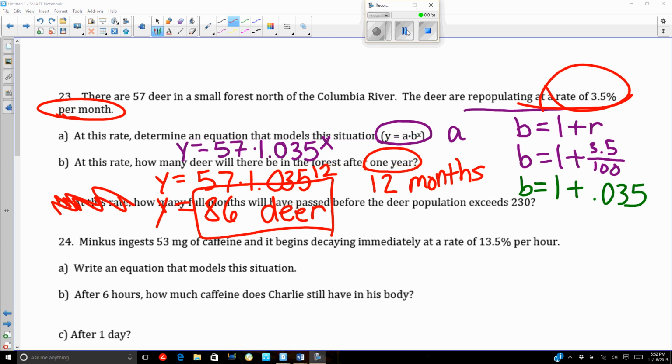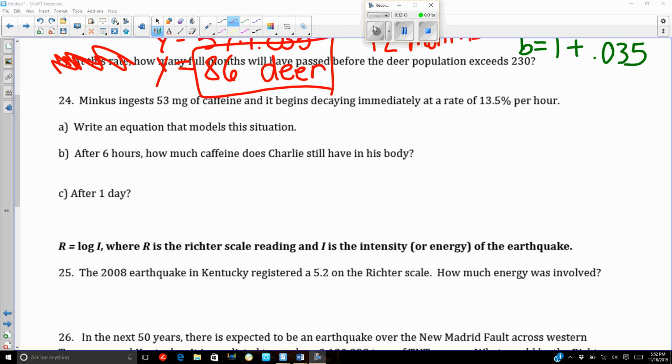So for 24, we're going to use the same equation model that we used on 23. The only difference in this particular problem is it is a decay problem. So that means in this particular problem, B equals 1 minus the rate. For this problem, that means B equals 1 minus 0.135.